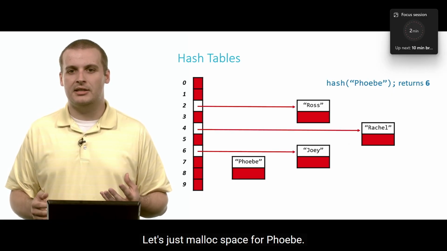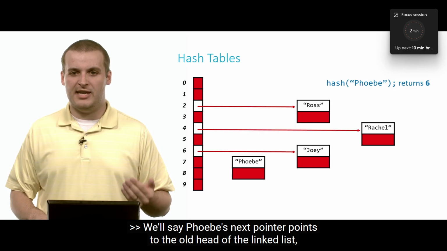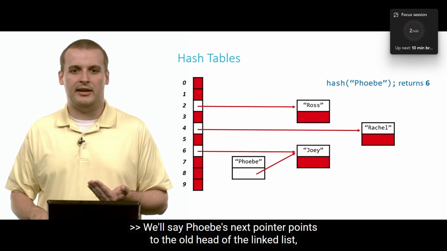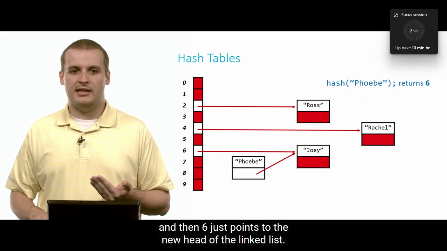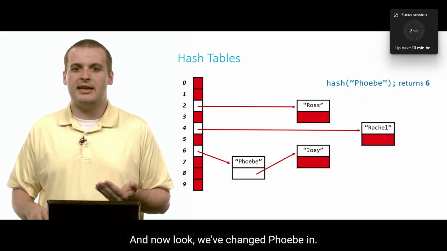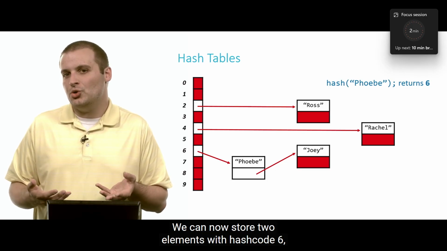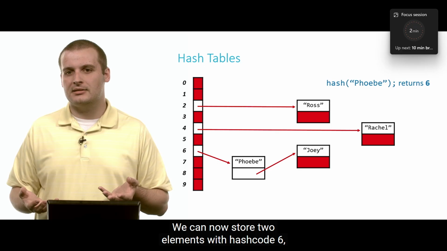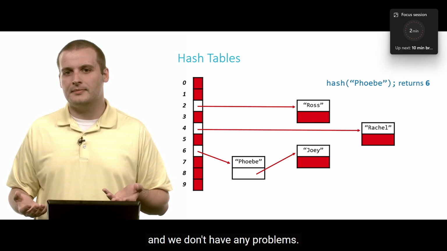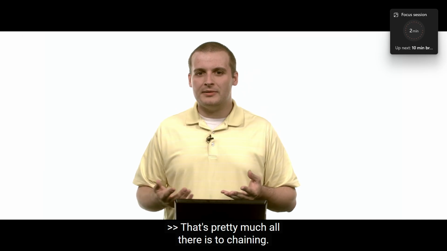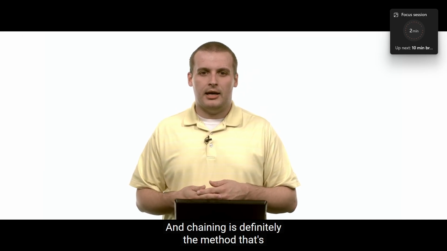Let's just malloc space for Phoebe. We'll say Phoebe's next pointer points to the old head of the linked list, and then 6 just points to the new head of the linked list. And now, look, we've chained Phoebe in. We can now store 2 elements with hash code 6, and we didn't have any problems. That's pretty much all there is to chaining.